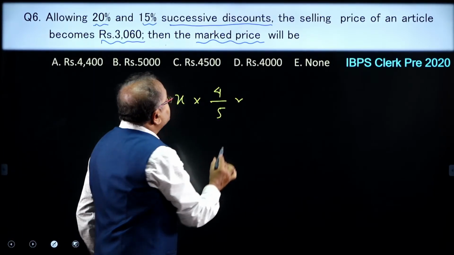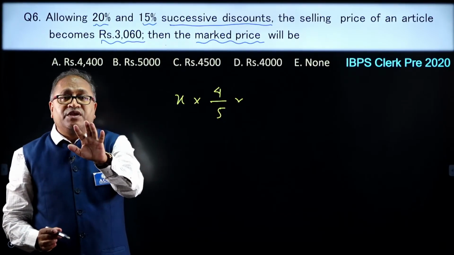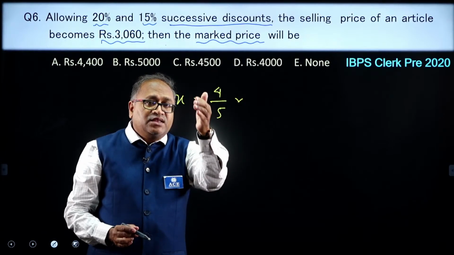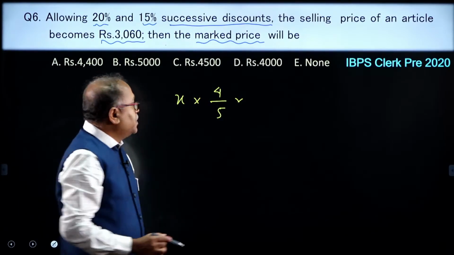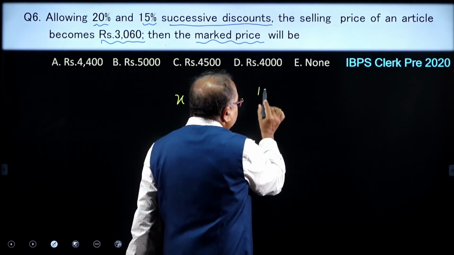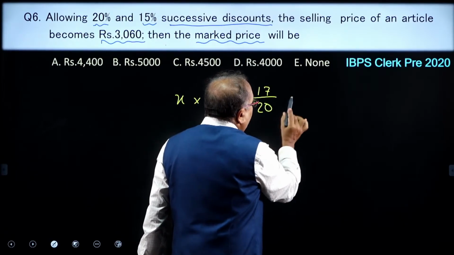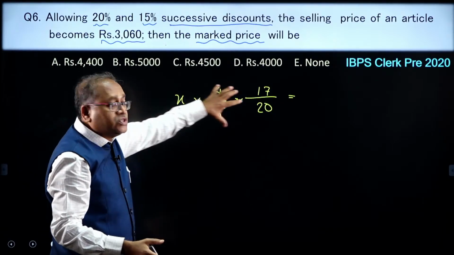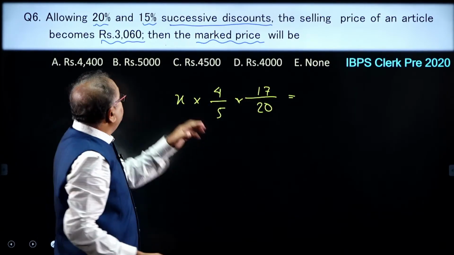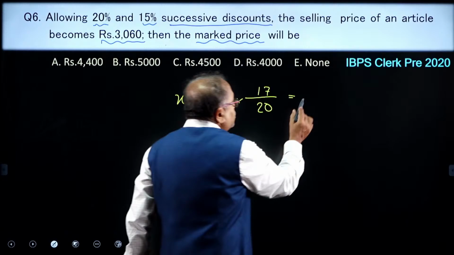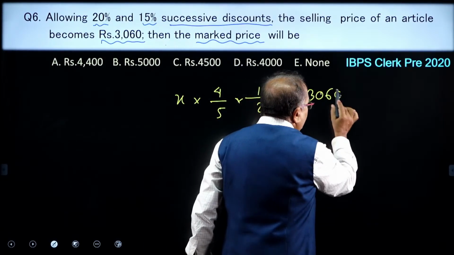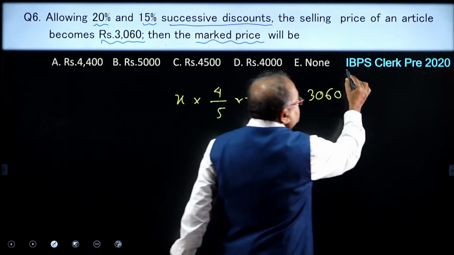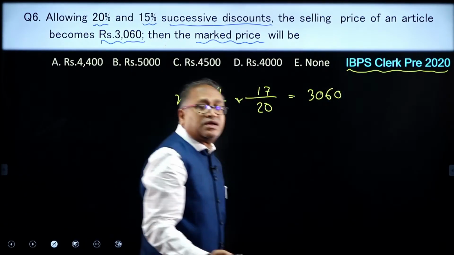Now, you gave the second discount, that means 15%, again you are giving a discount, that means you are selling at 85%, and the fraction is 17 by 20. So, into 17 by 20, and what comes is the selling price. From the mark price, if you take out the discount, you get the selling price, which is given to us as 3060. That is the only thing. These are one line questions, my dear friend. You can see that this was an exam question.